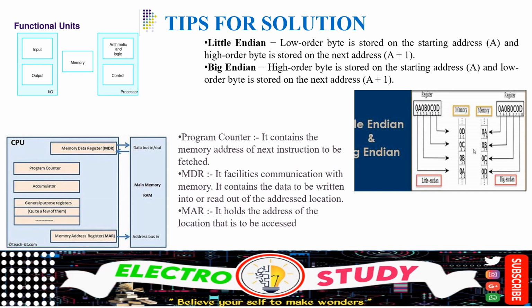And Big Endian means big, the high order byte. So the high order byte will be stored at the starting address, which is A. You can remember that Little Endian is ascending order, Big Endian is descending order. With the starting address, it starts with the high order byte and follows, and you keep on filling it.